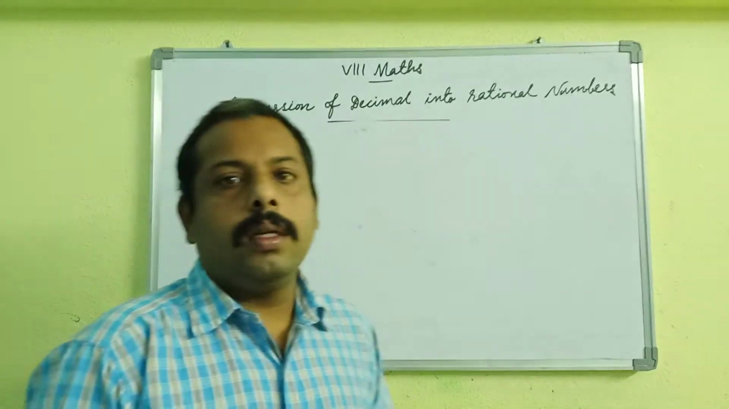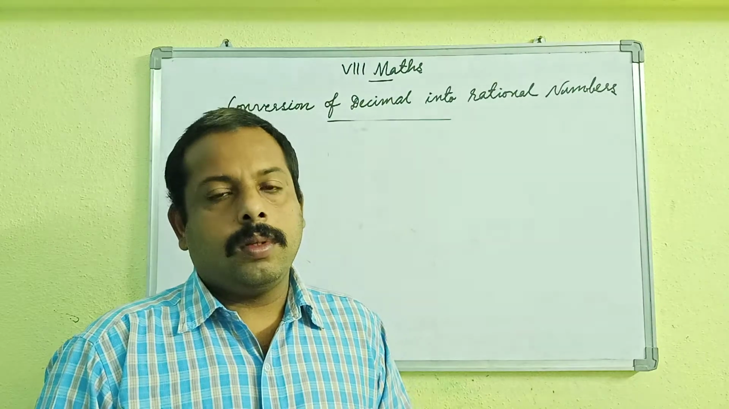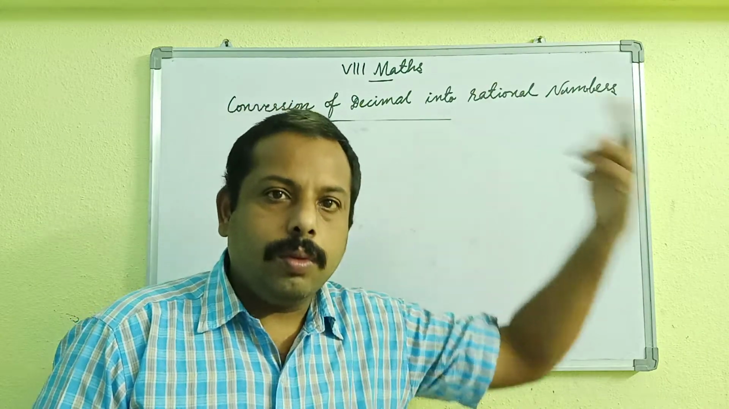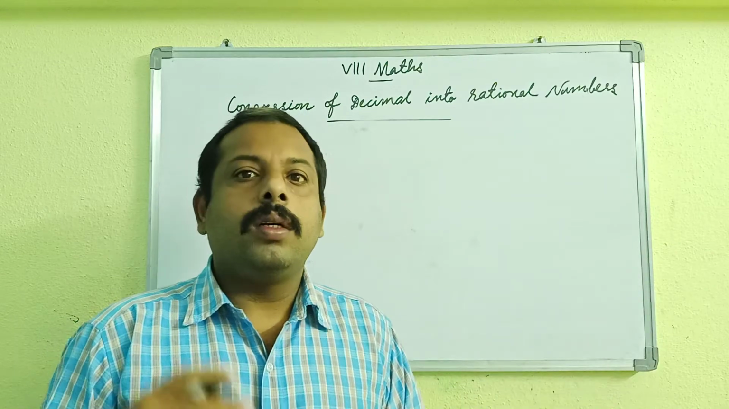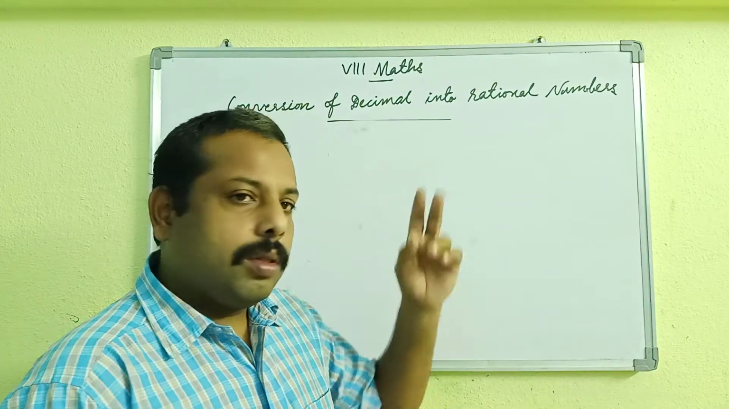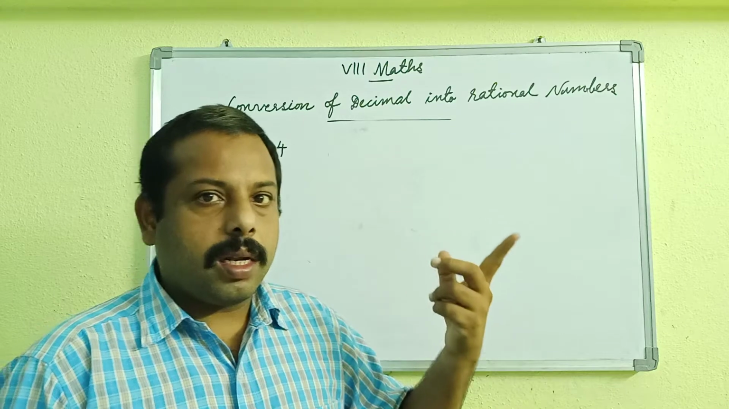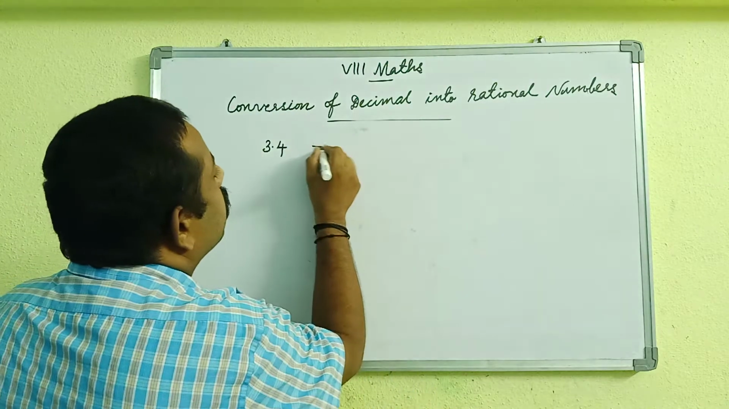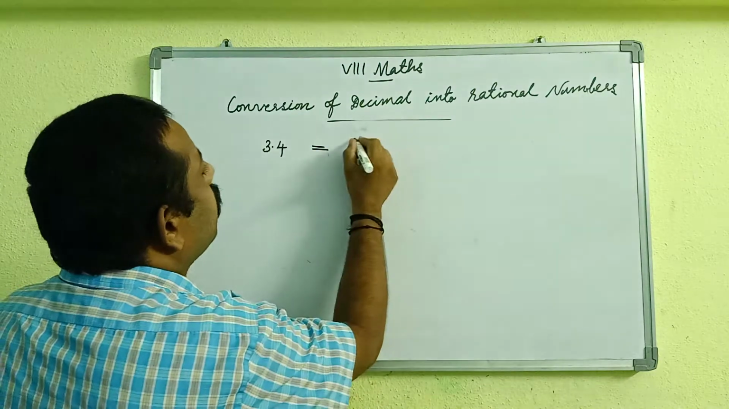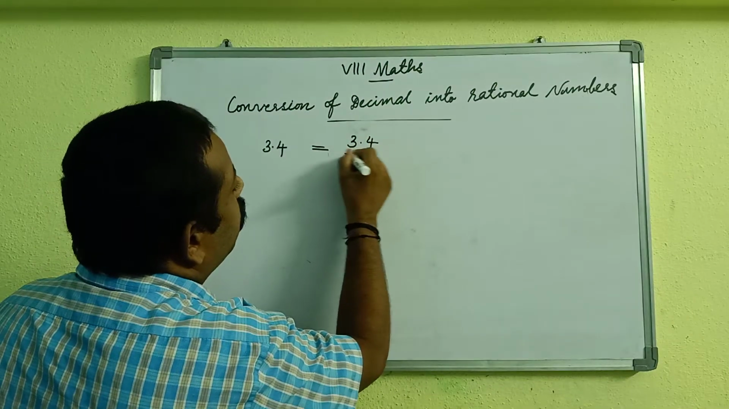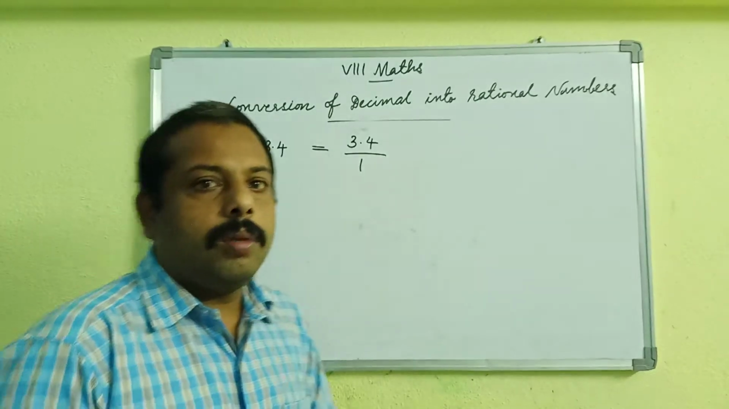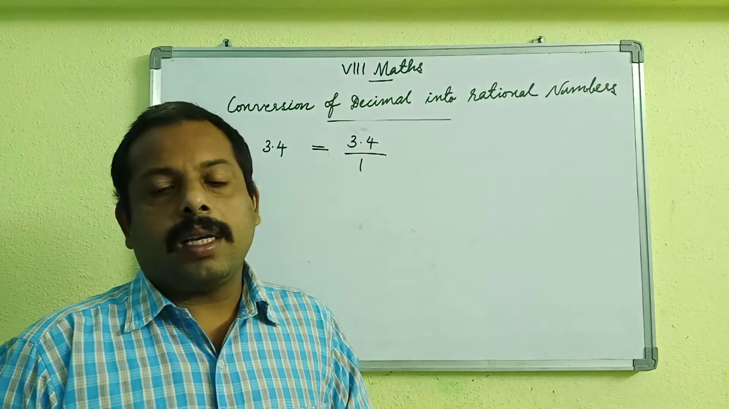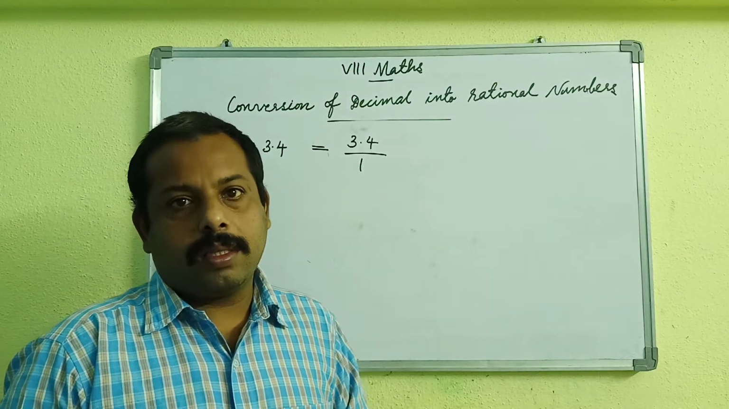One question is given, 3.4. How can we convert 3.4 into a fractional number? You know, a rational number has two parts, numerator and denominator. So in this case, you know that 3.4 can be written as 3.4 by 1. So you may ask, obviously, is it a rational number or not? But see, we have a decimal expansion in the numerator's place.